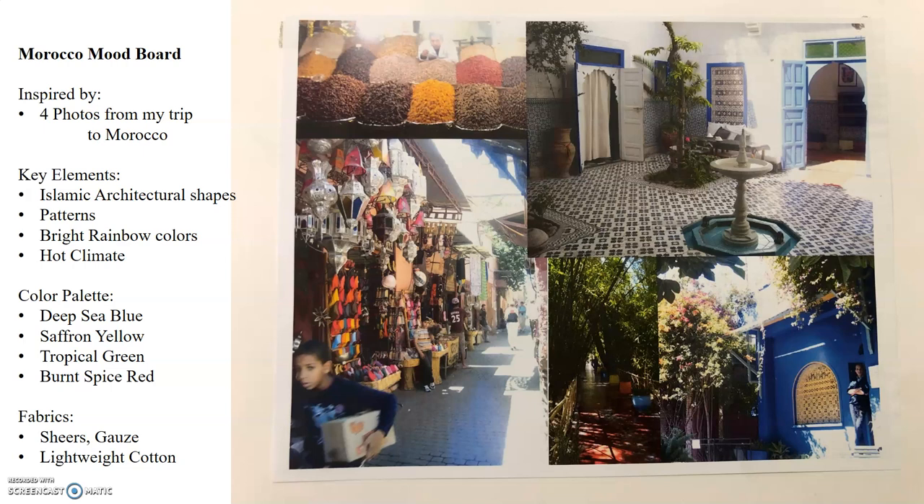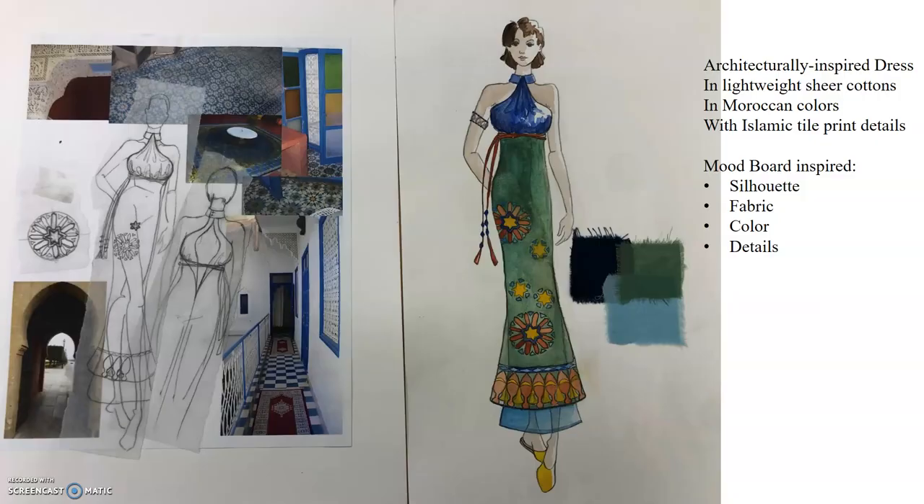So, from just these four photos, I'm able to look at this, stare at this, and design based on this inspiration. You can see here, I've got a few sketches. I've got some more photos. I'm looking at the shape of these doorways. I'm looking at the architectural shapes and designs. I'm looking at the patterns on the tile. I'm looking at the colors.